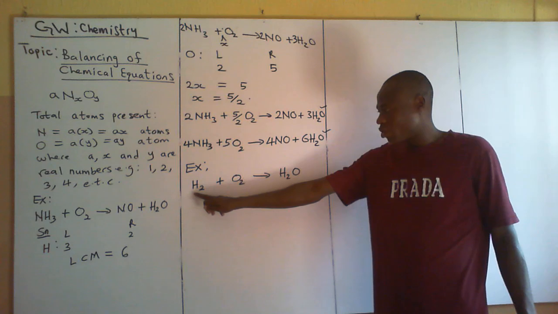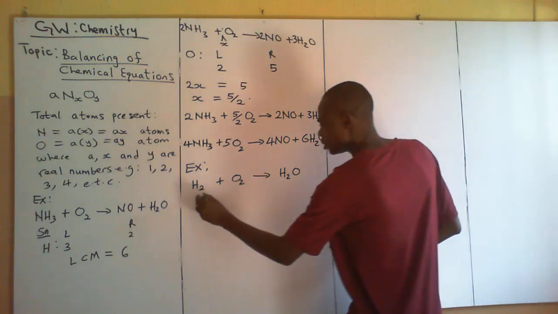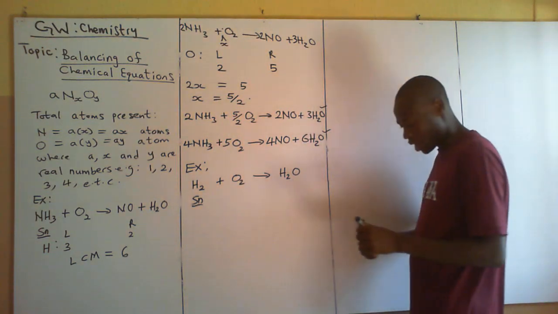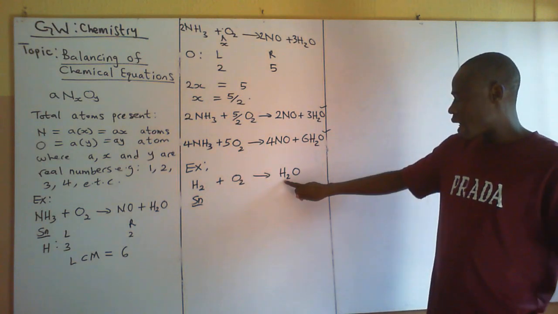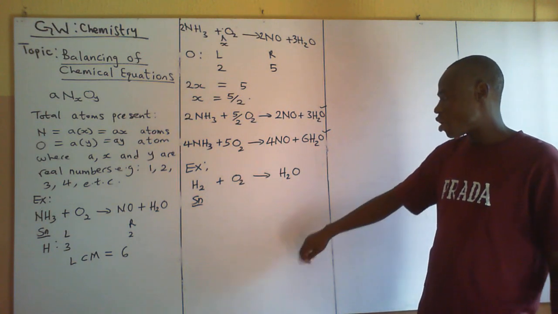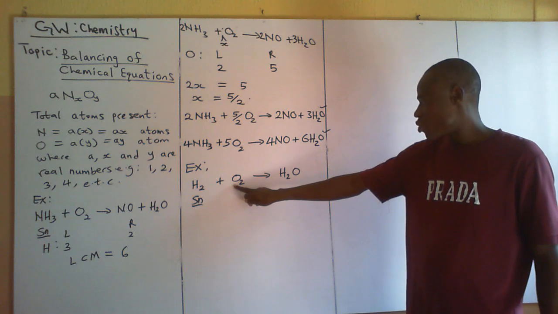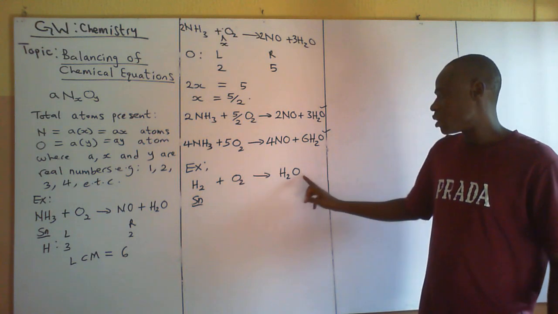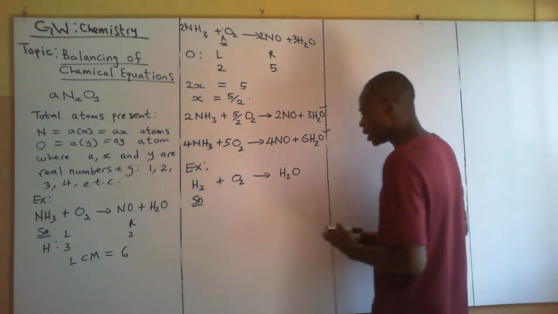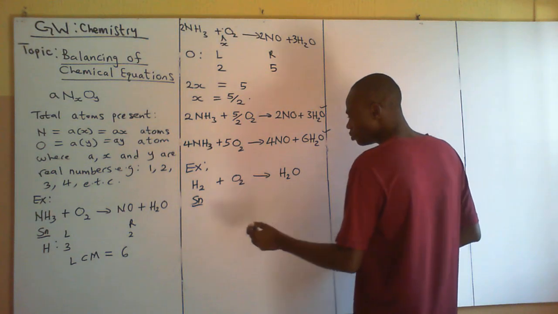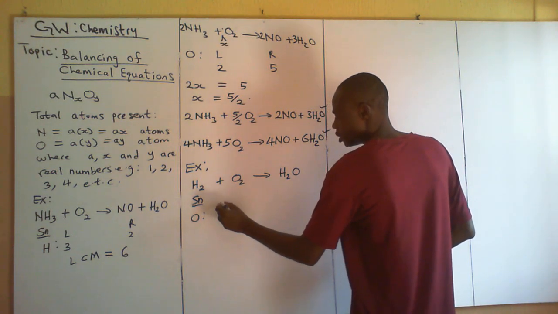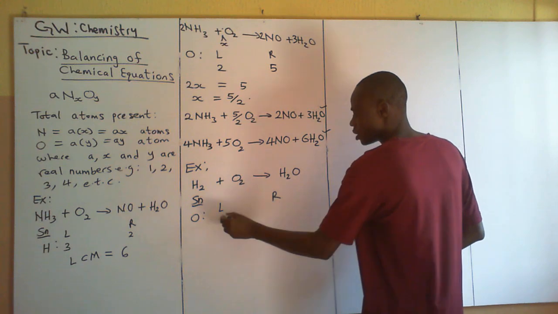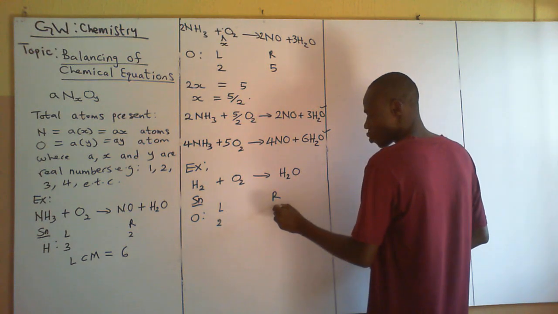If you look at the number of hydrogen here, it happens to be 2. At the right hand side, 2. Oxygen, 2 at the left, 1 at the right. Since oxygen is not balanced, we look at it this way. Oxygen, left, right, 2, 1.